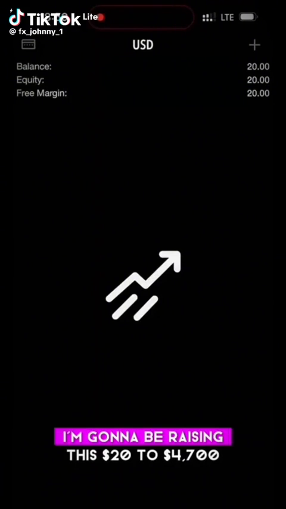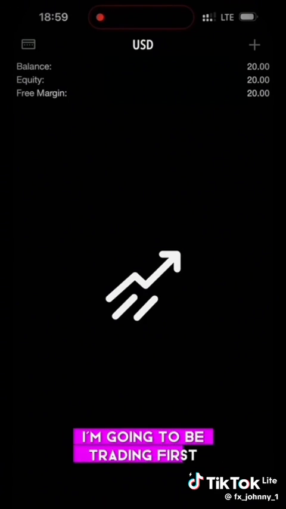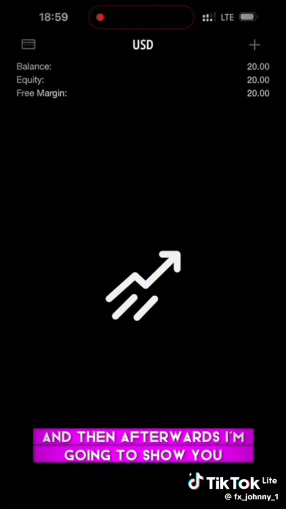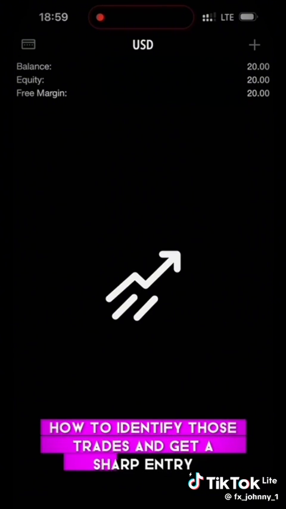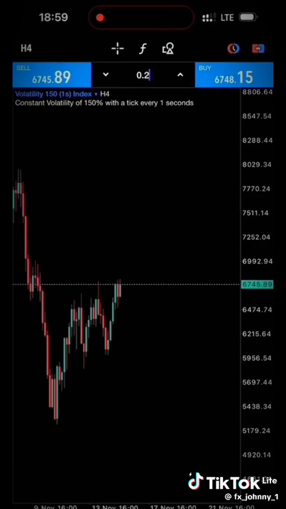So in this video, I'm going to be raising this $20 to 4,700 using the market structure and the trend lines as well as the Bollinger Bands. I'm going to be trading first, and then afterwards I'm going to show you how to identify those trades and get a sharp entry as well as to sustain a floating loss. So do pay attention in this video.